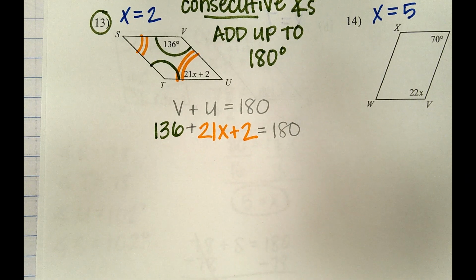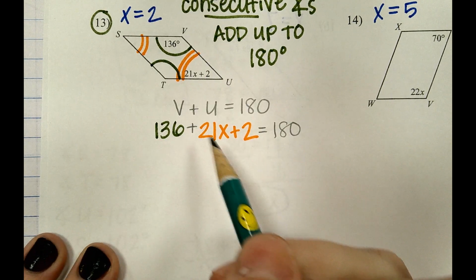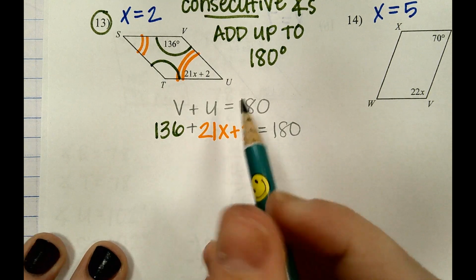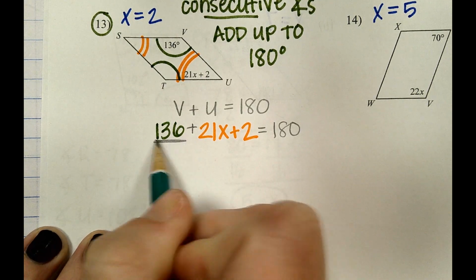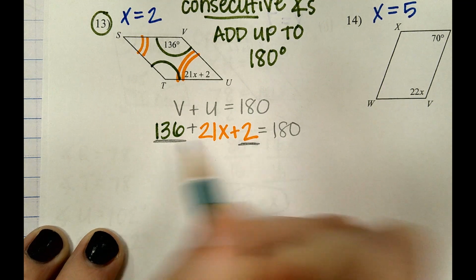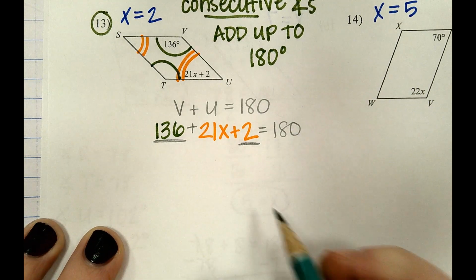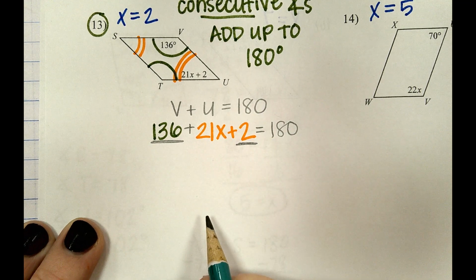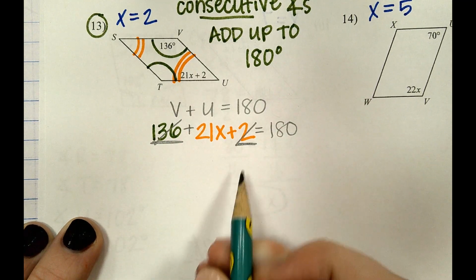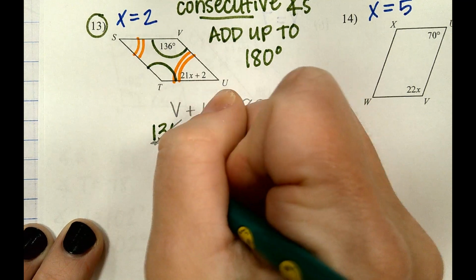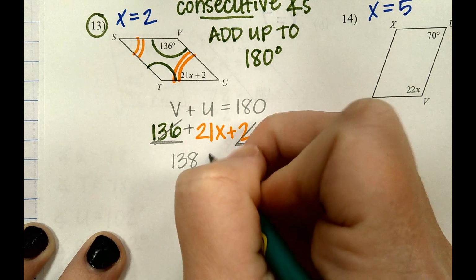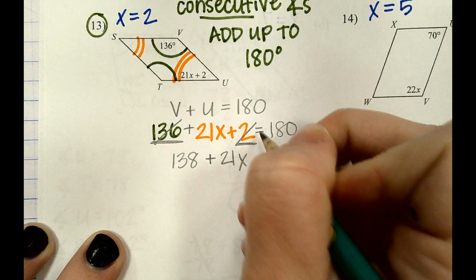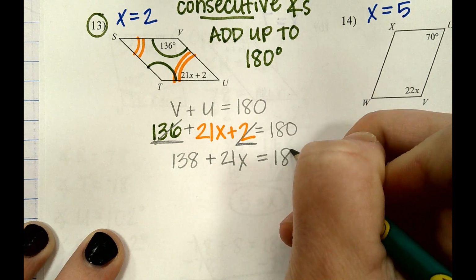And from here, we just follow the same process we do when we solve equations. We'll look for like terms, anything we can combine. And I can see here I can combine my 136 and my 2. And what do I get when I combine those? 138. Then I bring everything down. Plus 21x equals 180.